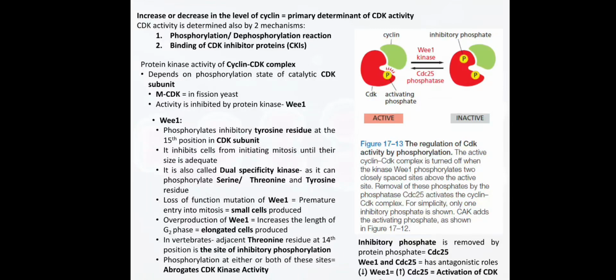If there is a small amount of V1 and more CDC25, it means there is active CDK. If V1 kinase is present, then inactivity of the cyclin CDK complex is certain. V1 phosphorylates the inhibitory tyrosine residue at the 15th position. Make note of this. V1 is a dual specificity kinase, as it phosphorylates serine or threonine and also tyrosine residues. We also came across what happens with loss of function of V1. There is premature entry into mitosis, and small cells are produced. And when V1 is overproduced, there is an increase in the length of the G2 phase, and elongated cells are produced.